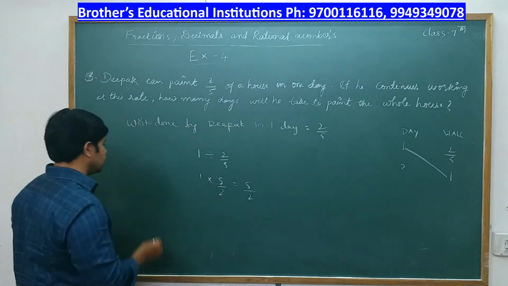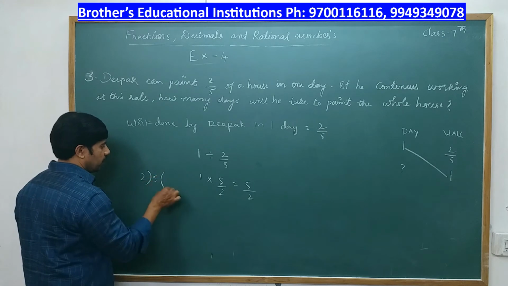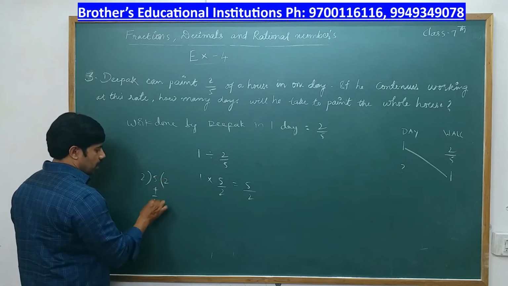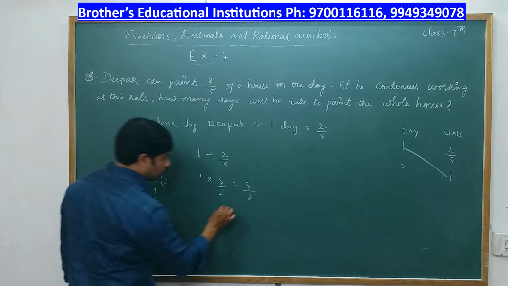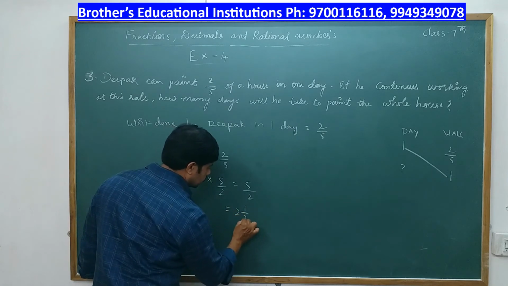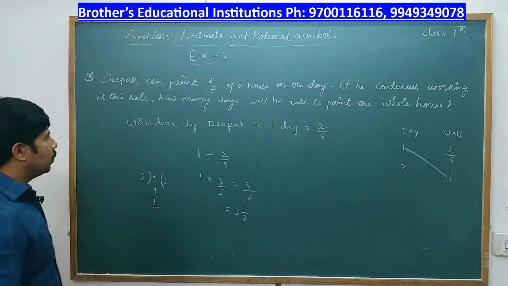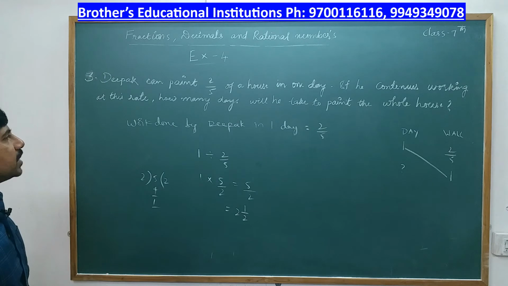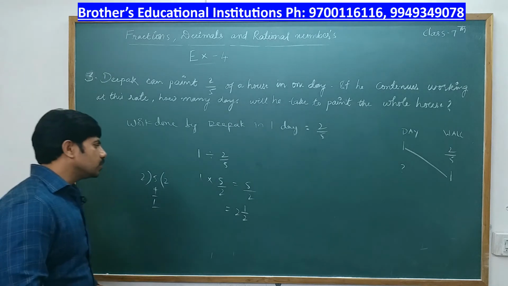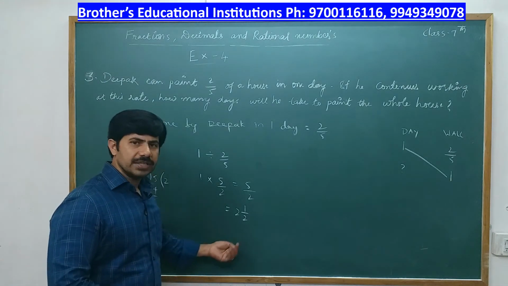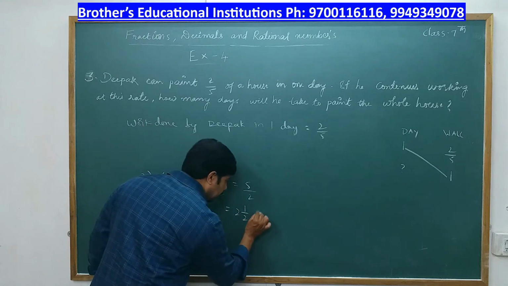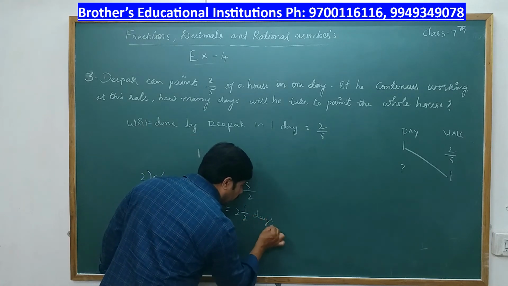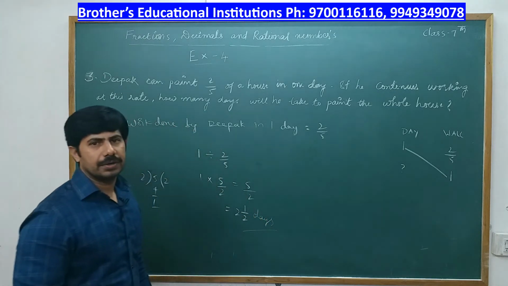If you divide this, suppose 5 divided by 2, 2 2s are 4, remainder 1, it is 2 1 by 2. So in how many days will he paint the whole house? In 2.5 days he will paint that complete wall. Okay, this is completed.